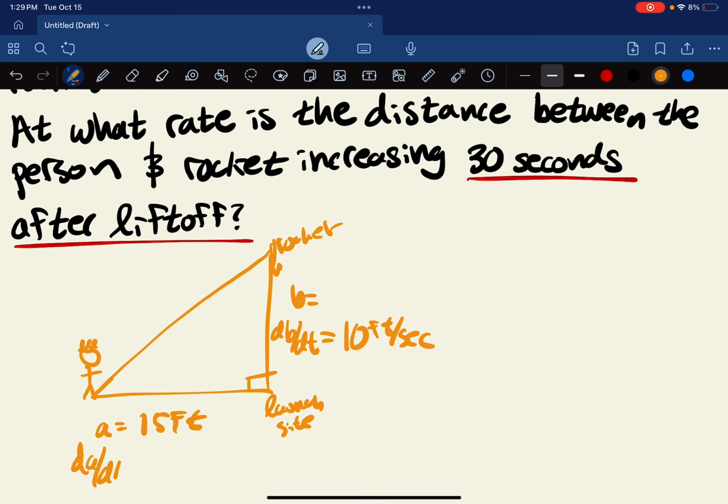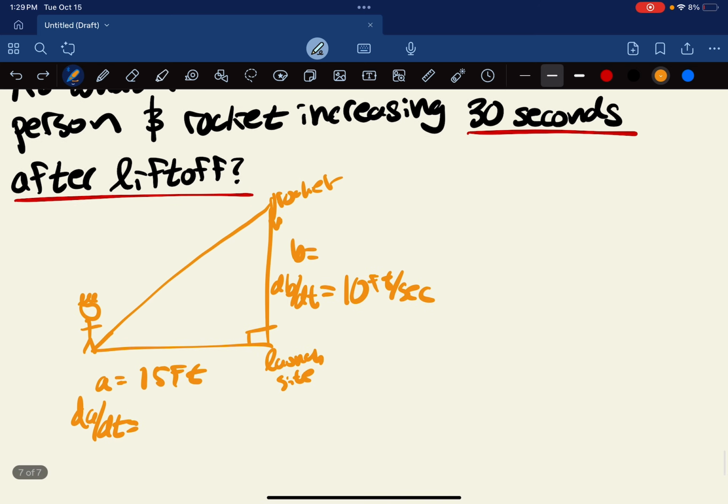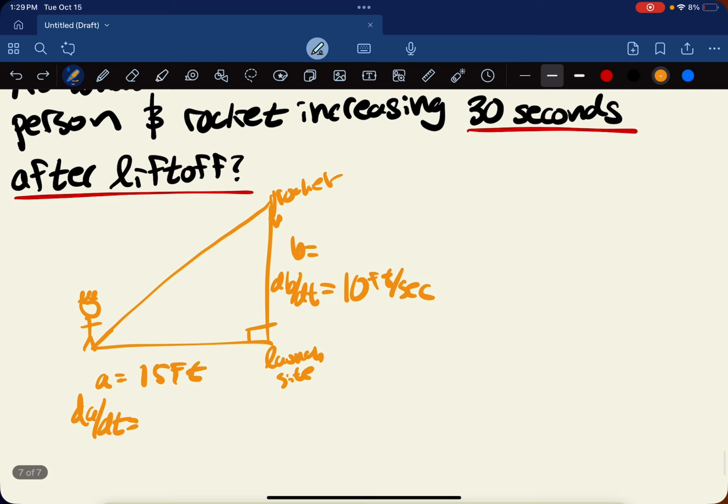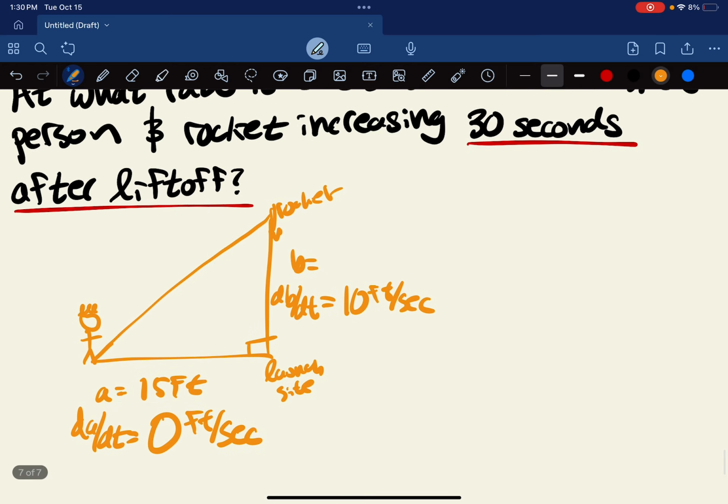As for dA dt, well, we know this person isn't moving, and we know the launch site sure isn't moving. So the distance, this 15 feet, is going to stay the same no matter what. So the rate of change of this is going to be 0 feet per second, so the dA dt is going to be 0 feet per second.